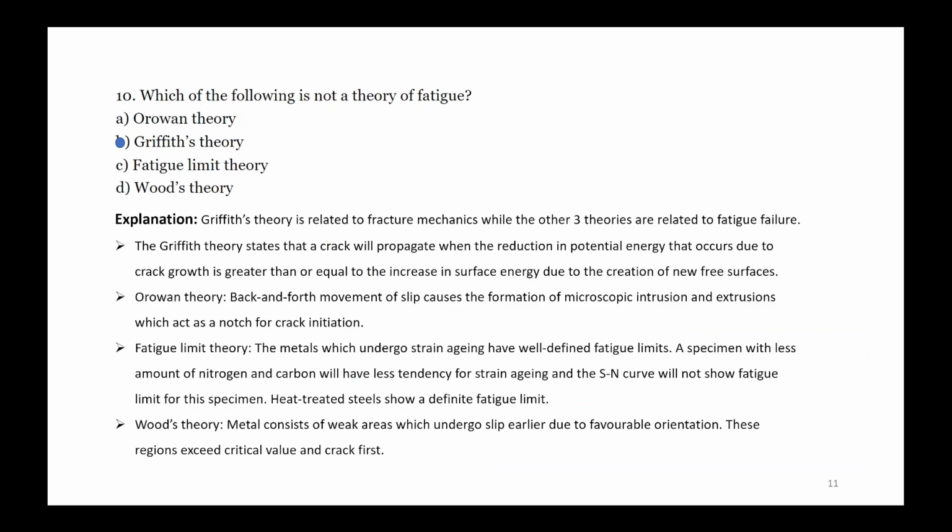10th question is which of the following is not a theory of fatigue. Your answer will be Griffith's theory, because Orowan's theory, fatigue limit theory, and Wood's theory are related to fatigue.